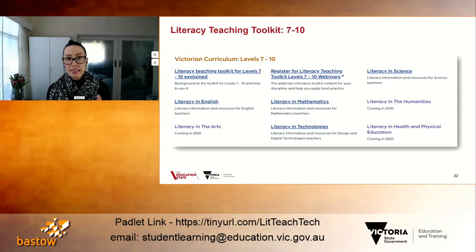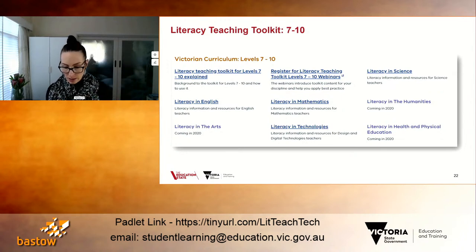The secondary toolkit is separated into curriculum areas, which makes more sense than separating into reading and writing and speaking and listening. So at the moment we have English, maths, science and technologies unveiled, and we're waiting with bated breath for the humanities, the arts, PE. Those will come out at some stage. The timeline for everything has changed this year, not surprisingly. So these are the ones that are available already.